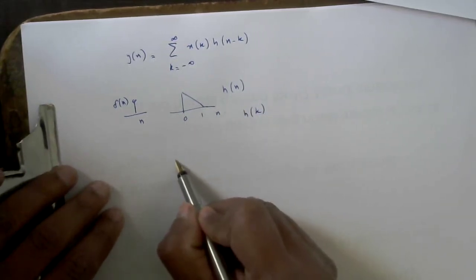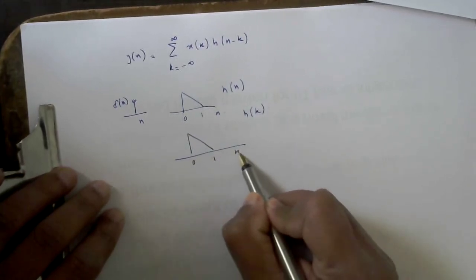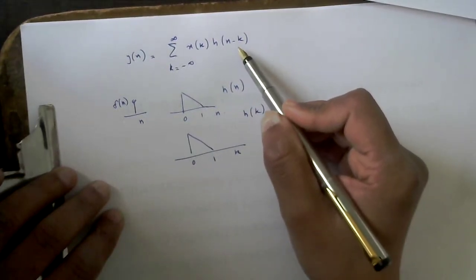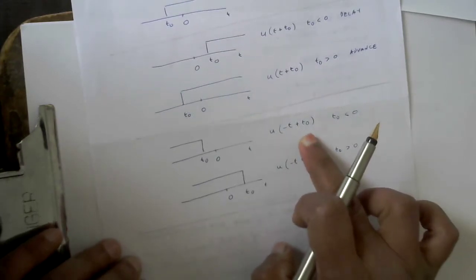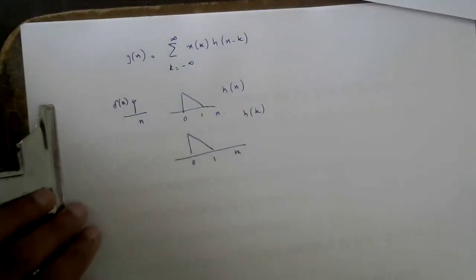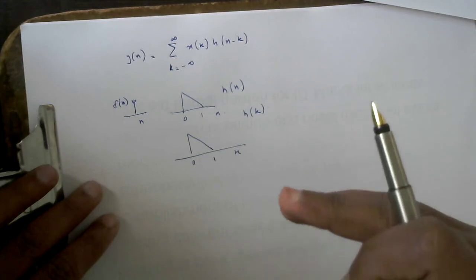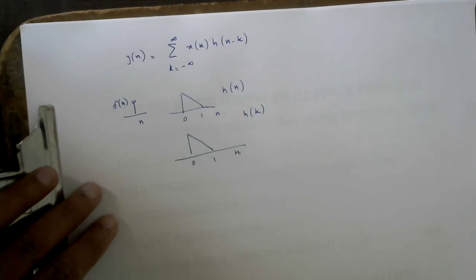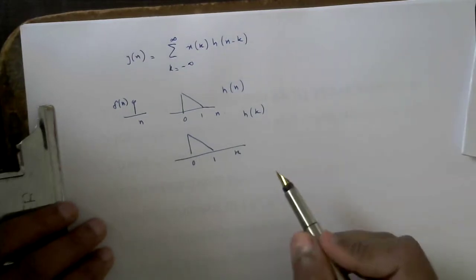So now my h of k looks like this, the same thing, except that now we are not considering this as a function of n, we are now considering it as a function of k. But this is actually minus k. Can you see the minus? So this is very similar to what we just said here about this minus t plus t naught. Okay, so this is minus k plus n. So now what we will do, we will compute this for various values of n. In the previous case we were looking at various values of k, but in this case now we will look at various values of n.